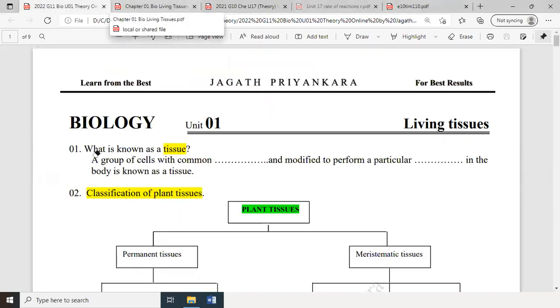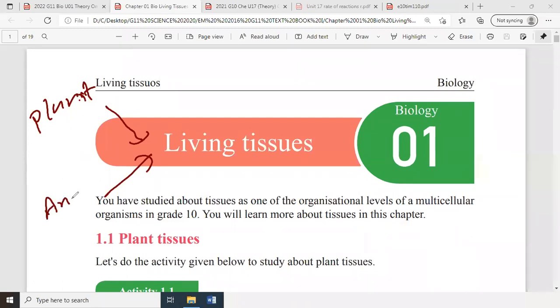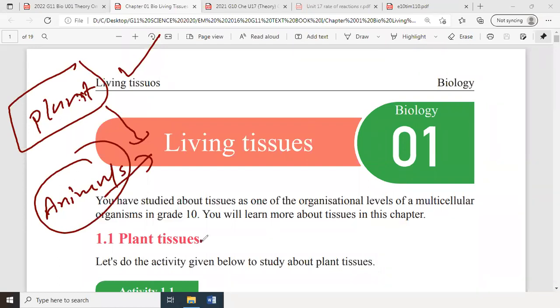Living tissues, right? Actually, the first chapter in grade 11, living tissues, consists of both plant tissues and animal tissues. That's why we call it living tissues. Microorganisms have no tissues, you can't talk about tissues, only cells. Unicellular organisms have no tissues. First we are going to discuss plant tissues and then animal tissues.